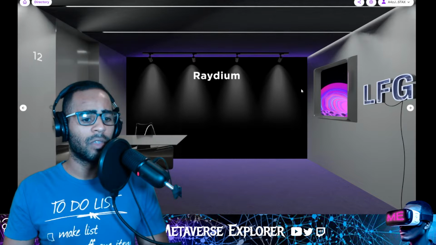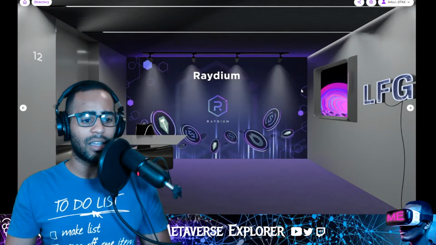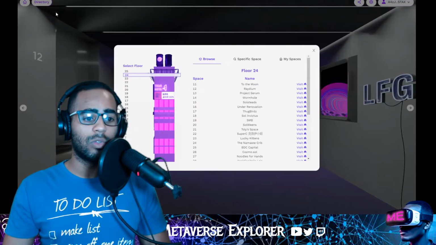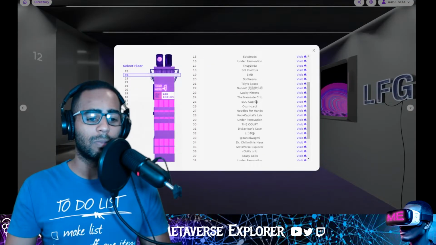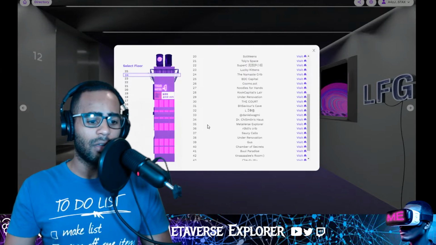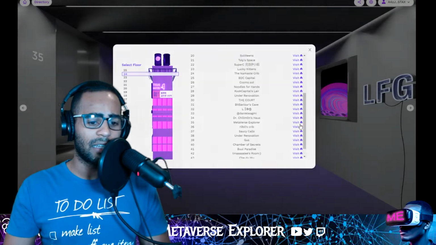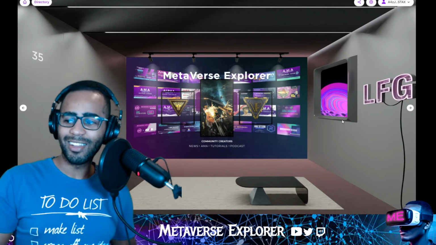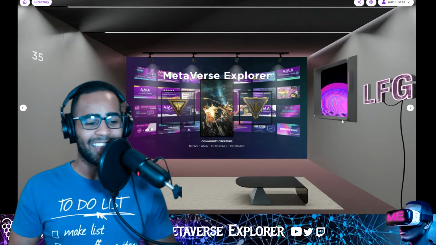Let's visit Radium. So this is what Radium's floor looks like at the moment. Not too bad, not too bad. Now, I have my own space, believe it or not. I have my own space. Here we are. I'm on floor 24, and if you go all the way down, number 35, I am the Metaverse Explorer. This is my space, ladies and gentlemen. How's it look? I think it looks pretty nice. I think it looks pretty good.